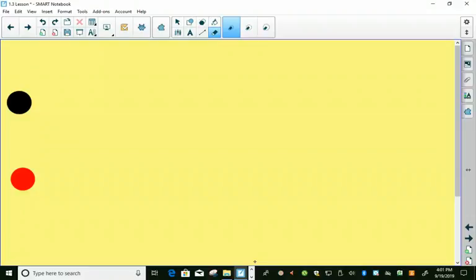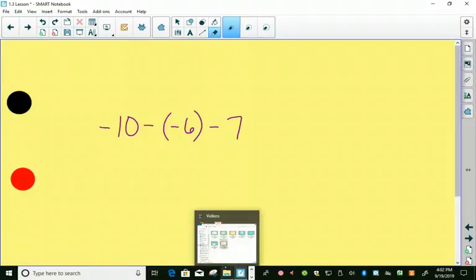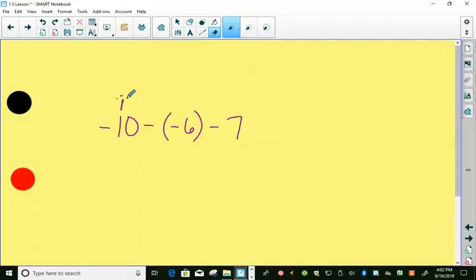All right, let's try one more. Let's go ahead and take negative 10 minus negative 6 minus 7. Okay? Again, I look at this. I'm going to go ahead and keep, change. So I keep negative 10 as negative 10. I change subtraction to addition. I change negative 6 to positive 6. And then I have minus 7.